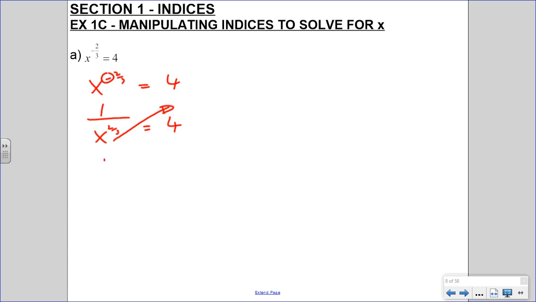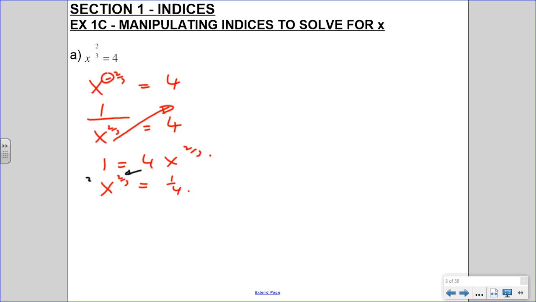So at the moment we have 1 equals 4x to the 2 by 3. We can divide by 4 then to get x by itself. So x to the 2 by 3 is 1 over 4. And we know that x has been squared, right? So how do we get the opposite of that? Well, we need to square root both sides.